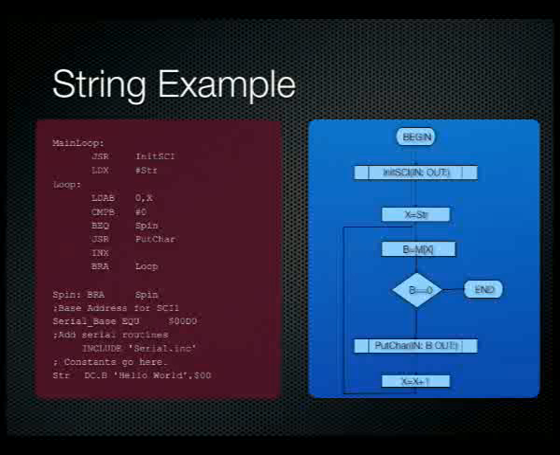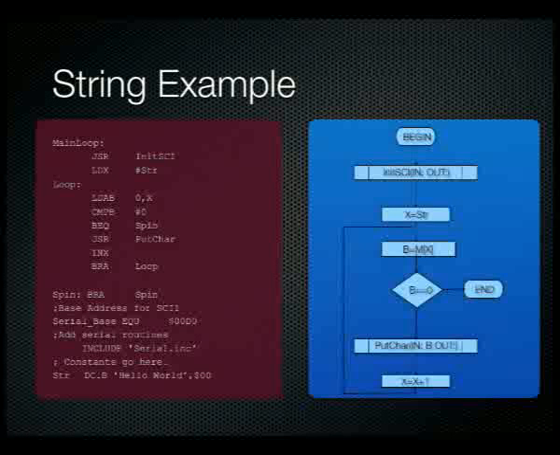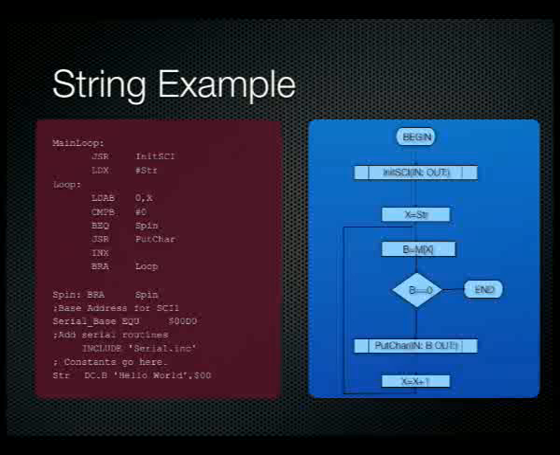If it is equal to zero, we simply branch down to spin, which means we've stopped printing the string. But if it's not equal to zero, then we continue on to the next instruction, which means we get to the put char. We put that character out to the screen. So put char is a subroutine that simply prints whatever value is in accumulator B to the screen. So it assumes that the value in accumulator B is an ASCII character of some kind.